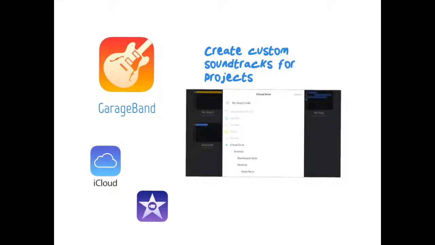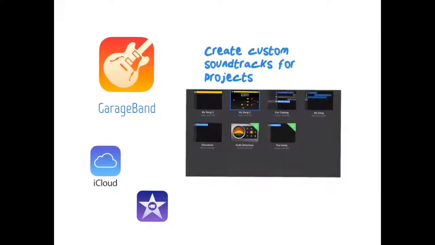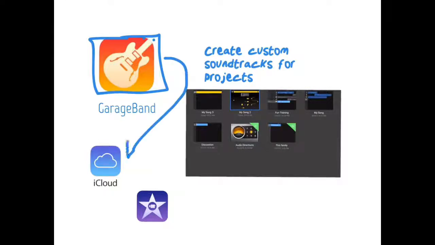So in this case, if you're interested in using a unique custom soundtrack, you'd start by working in Garageband. From there, you would send it to iCloud, and then you could open that in iMovie and then either record over the top of it, add images to it, and export a movie file out. It's a really great way to have custom soundtracks, music, and recordings for each of your projects.